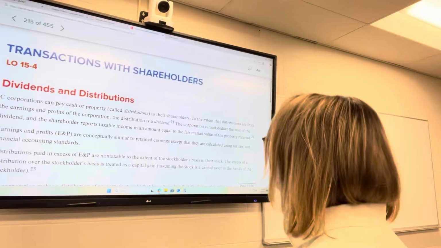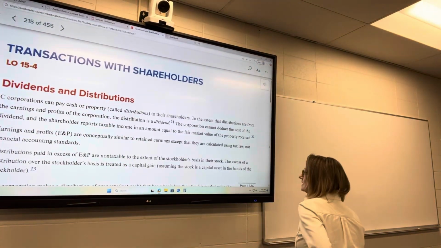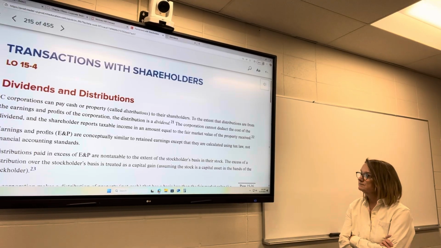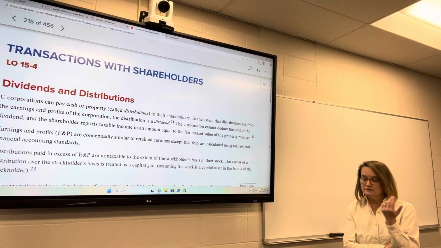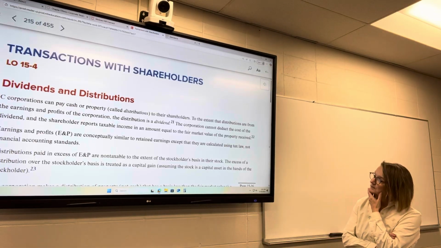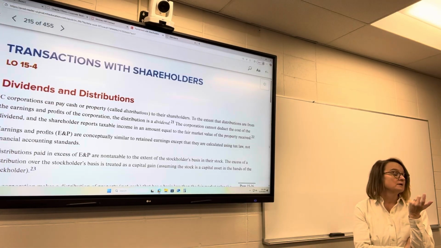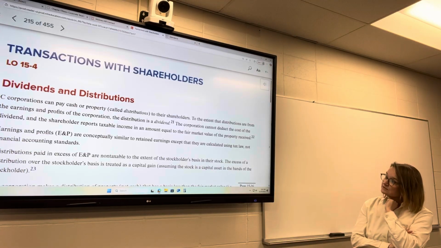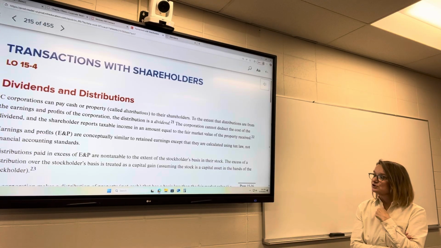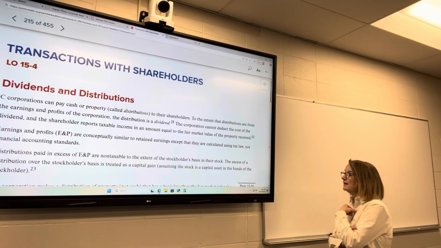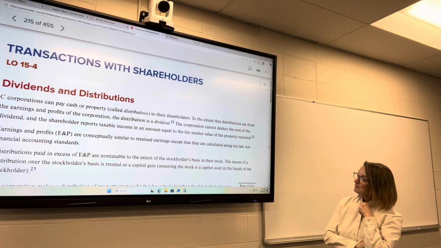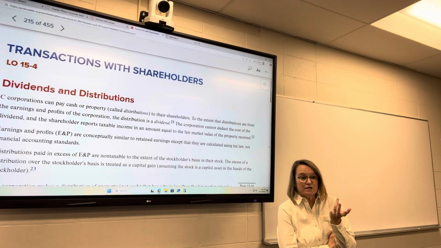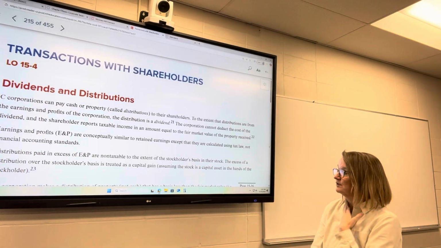Okay, so dividends: corporations can pay cash or property, and these are called distributions. They're usually called dividends, and it's taxable to the recipients. The corporation cannot deduct the cost of the dividend, and the shareholder reports taxable income in an amount equal to the fair market value of the property received. Usually these dividends are in cash, so it's really easy to determine the fair market value.